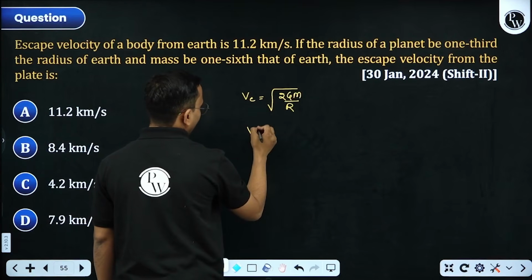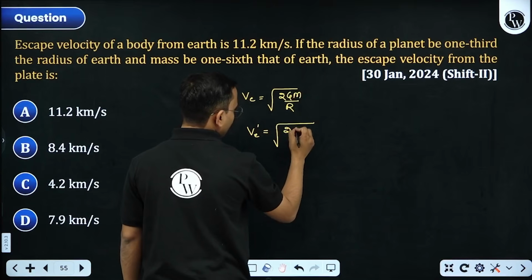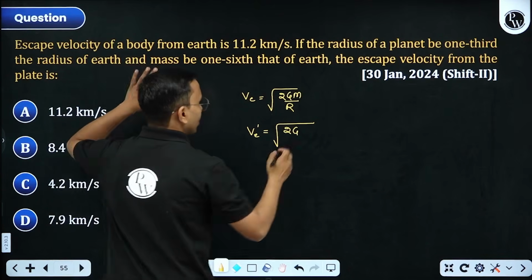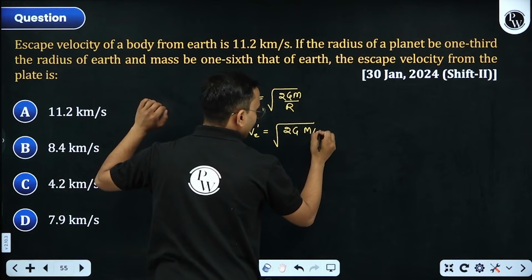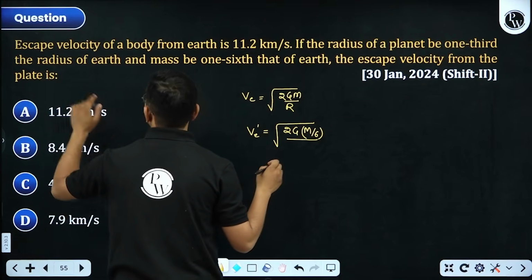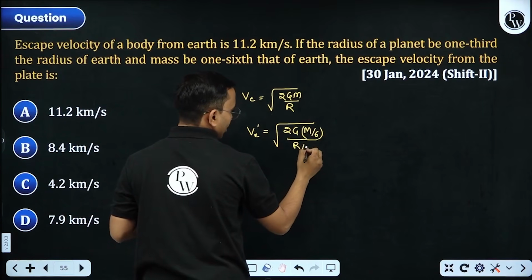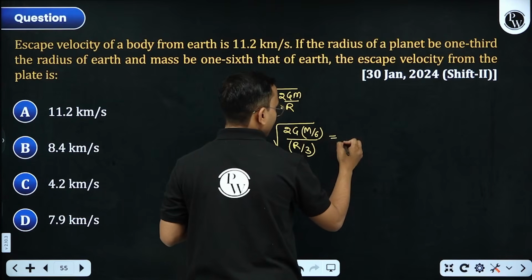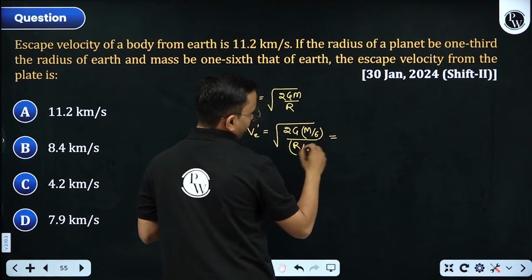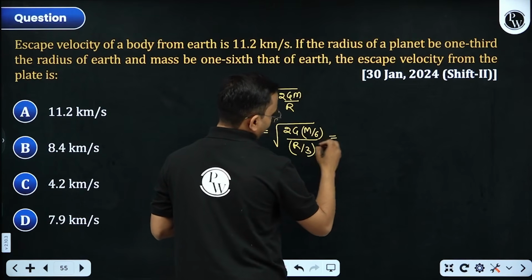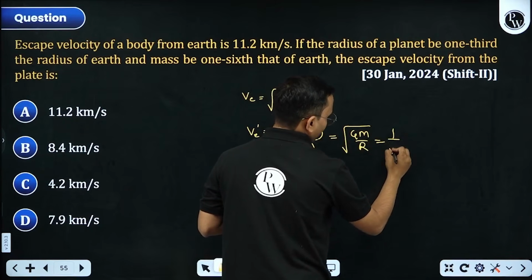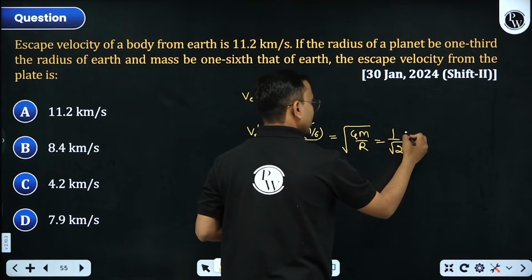Now for another planet, V dash is equal to root of 2g into mass of this planet, which is 1/6 that of Earth, m by 6, and radius of this planet is 1/3 of the Earth. So what will it become? 3 into 2, so this will become just root of gm by r, which becomes 1 by root 2 times of my VE.